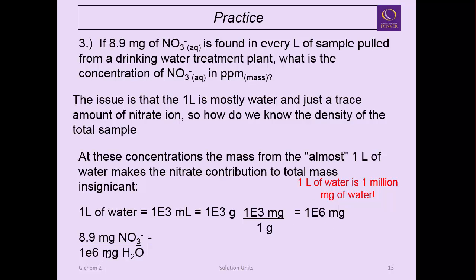So if I just keep both of these units in milligrams, because I'm trying to do a mass comparison, I need to have them in the same units. I have 8.9 milligrams of nitrate ion, a million milligrams of water, so the parts per million are 8.9. And here's the real take home. Anything in milligrams per liter is really parts per million. And so you can keep working off that. A microgram per liter is part per billion, and a nanogram per liter is a part per trillion.